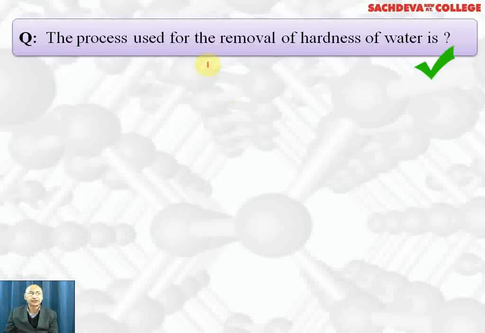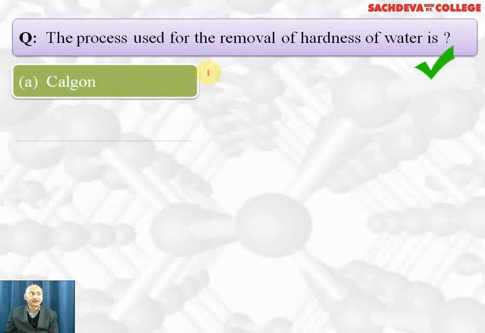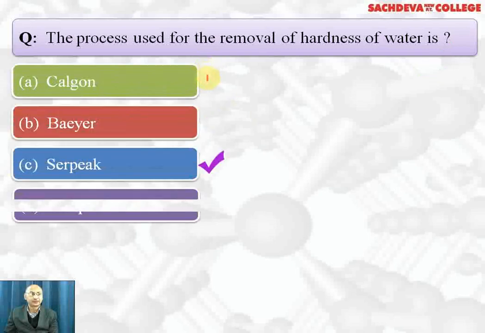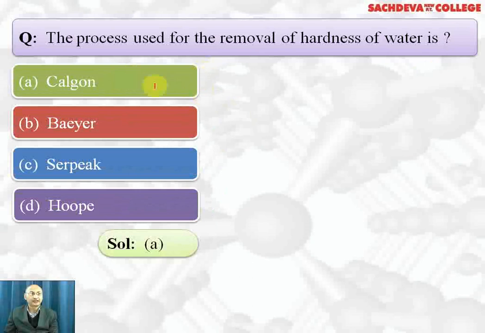The process used for removal of hardness of water is Calgon, Baeyer's, Serpeck, Hoope's. Correct answer is A part. Calgon is sodium polymetaphosphate or sodium hexametaphosphate, which is used for removal of calcium ion and magnesium ion in the form of magnesium metaphosphate and calcium metaphosphate, which can be filtered off.